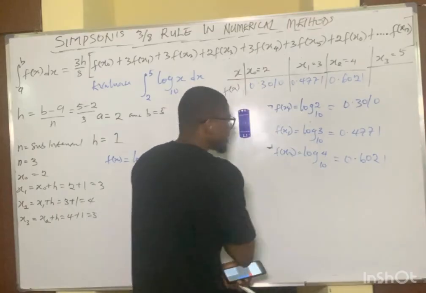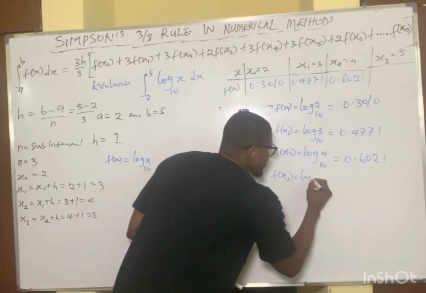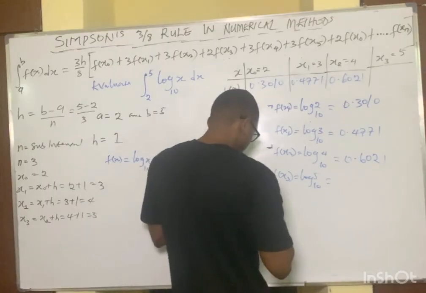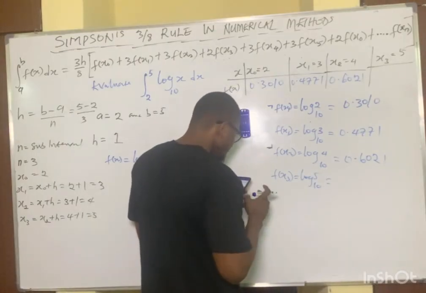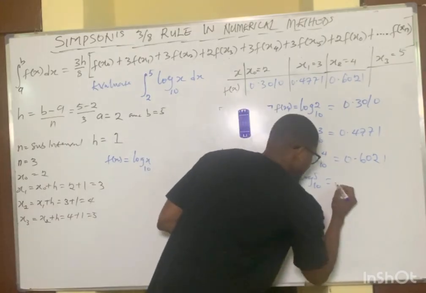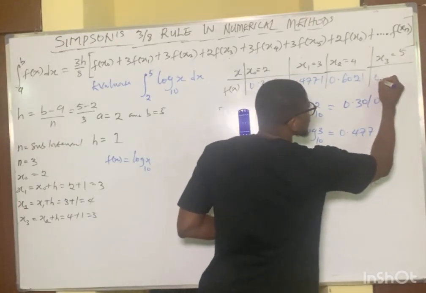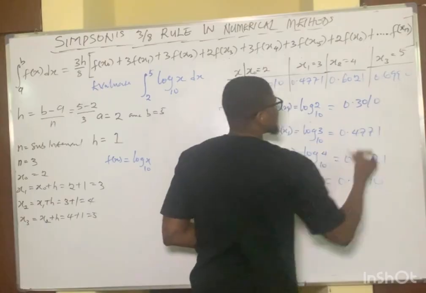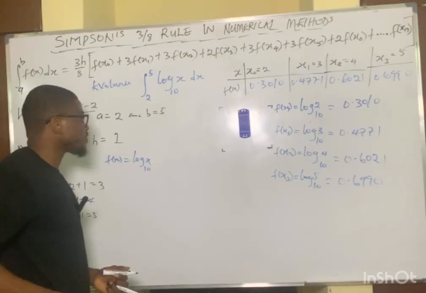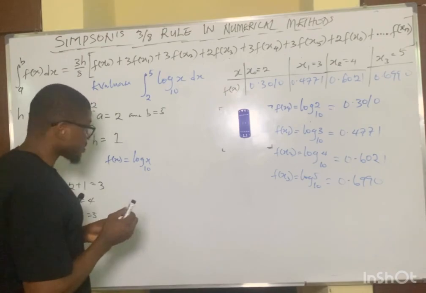And finally, we find f of x3. This is going to be log 5 to base 10. And that value gives us, log 5 is 0.6990 approximately. All right, so having found the values of the function at each of these points, let's now compute into the formula and solve, right?